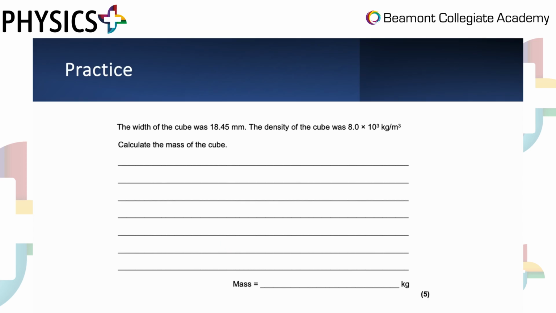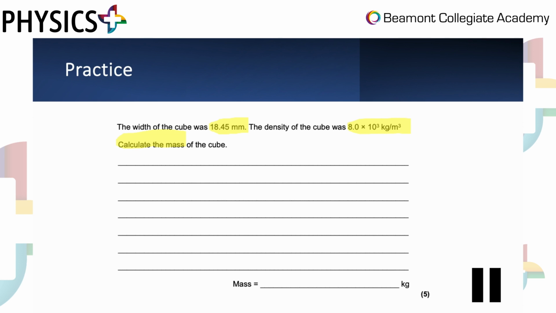Practice part 2. The width of the cube was 18.45 millimetres. The density of the cube was 8 times 10 to the 3 kilograms per metre cubed. Calculate the mass of the cube. Pause the video and have a go. So how did you get on? Make sure that you're highlighting your data. And you should realise that the cube width is given in millimetres, whereas the density is given in metres.